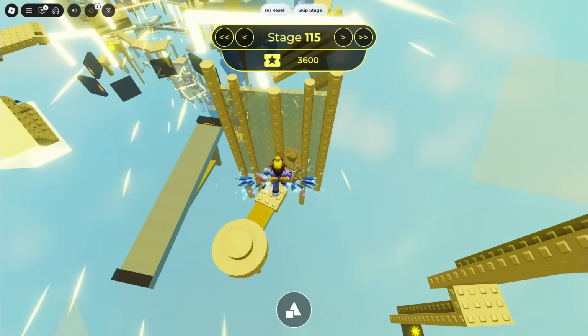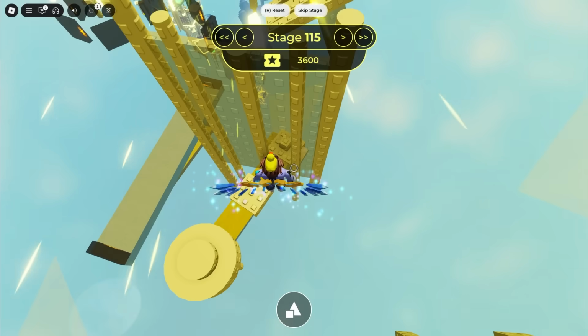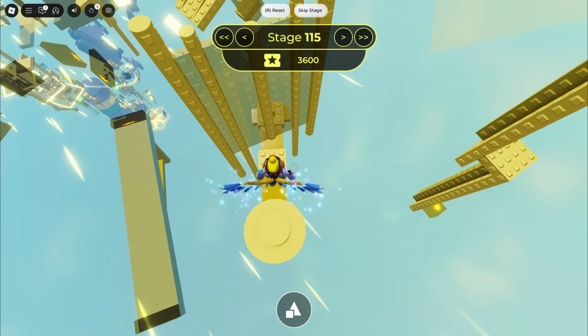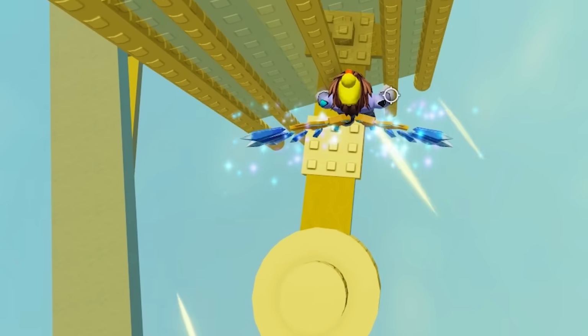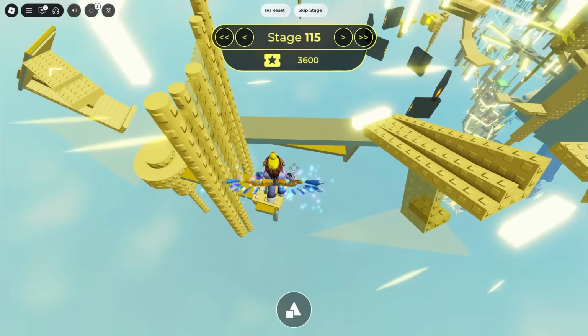These stages are really long, so if I get the question wrong, there are real consequences. Am I supposed to wrap around this? Is this ice? No, that's just glass for... Yeah, that's glass, not ice. Okay, that wasn't so bad, actually.